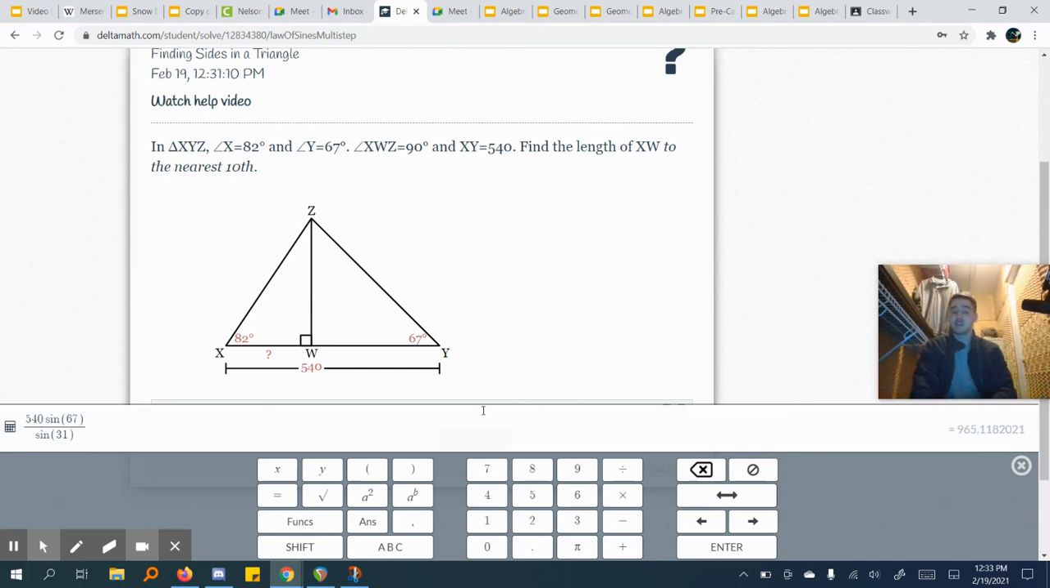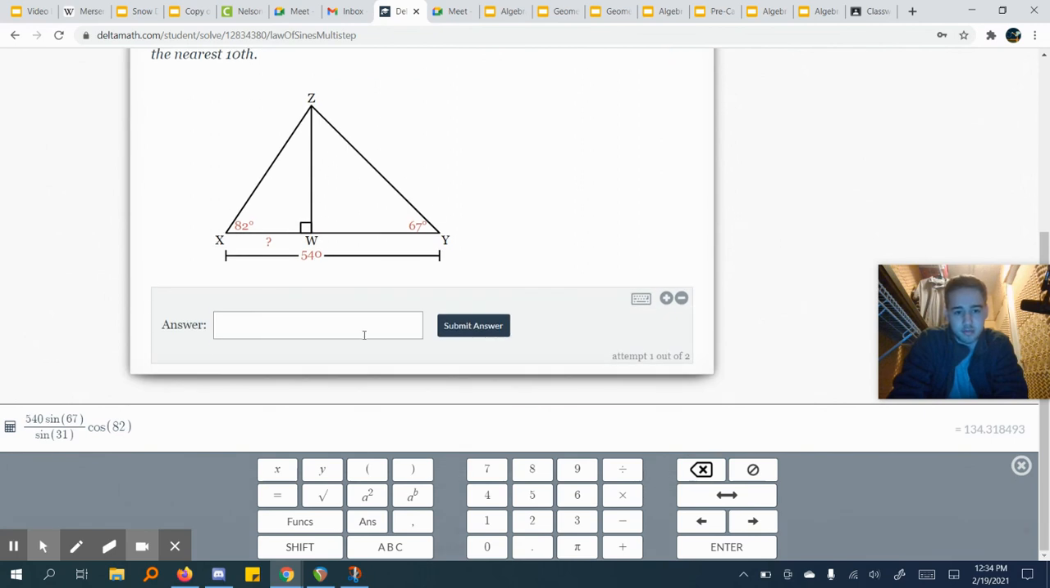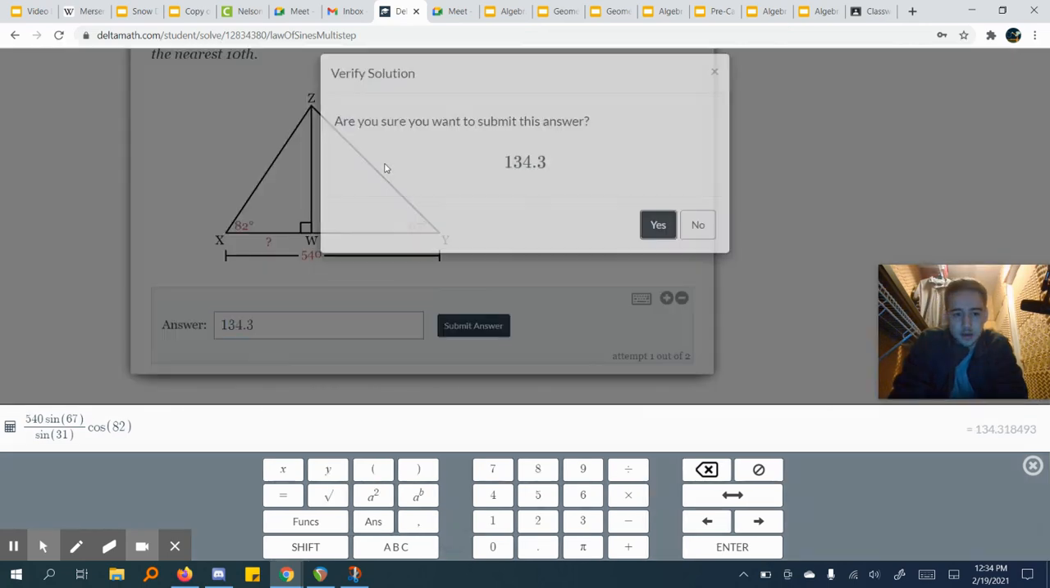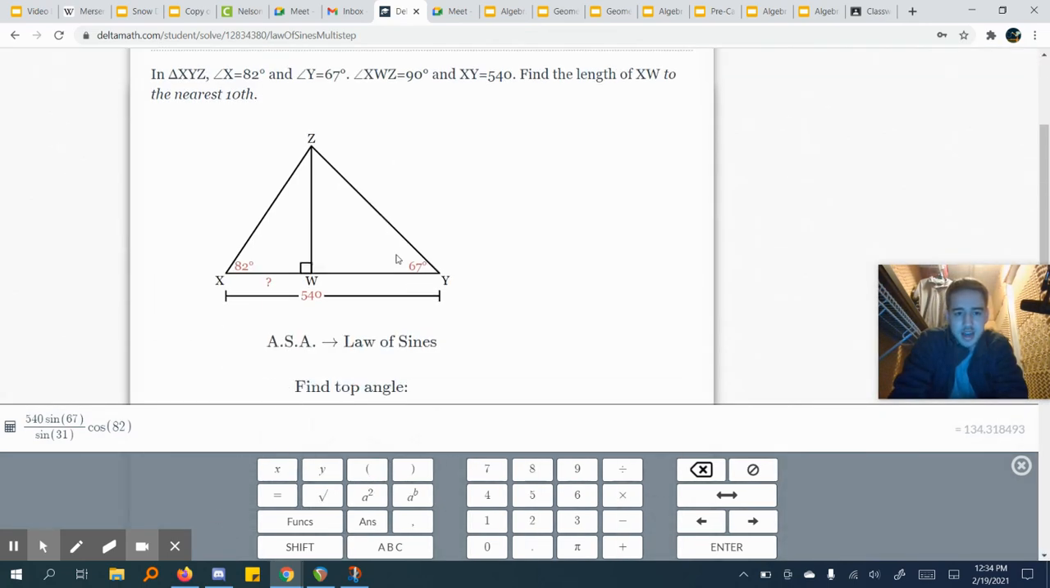Now that we have this, we can again do our trig function. So this is going to be our hypotenuse for the left-hand right triangle. And we can find the leg on the bottom by saying this times the cosine of 82, which would give you the question mark side divided by this big long side. So by multiplying it by the length xz, it cancels out the denominator and it leaves us with xw, which is 134.3. Note that it says find to the nearest tenth, not hundredth anymore. So this gives us that.